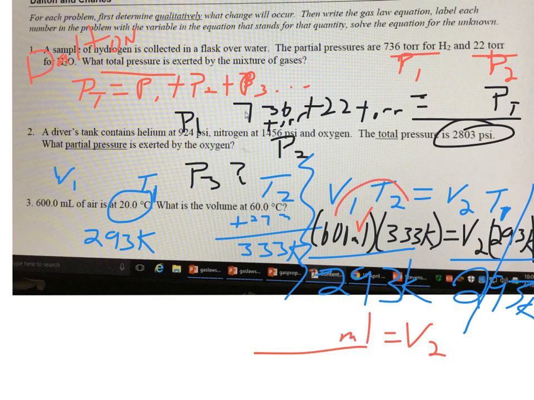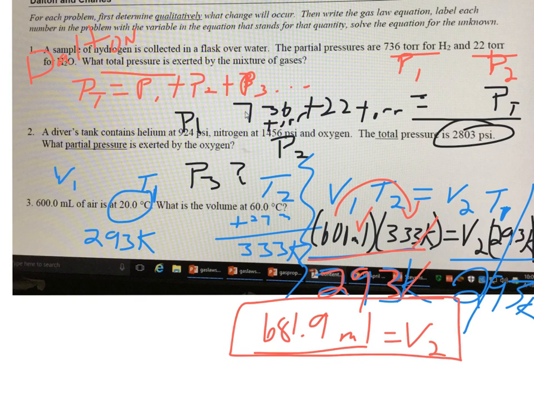So 600 times the 333 equals, then you're going to divide by the 293. How much does that give you? 681.91. So let's do 1 sig fig after the decimal. Okay, so then that is your volume.